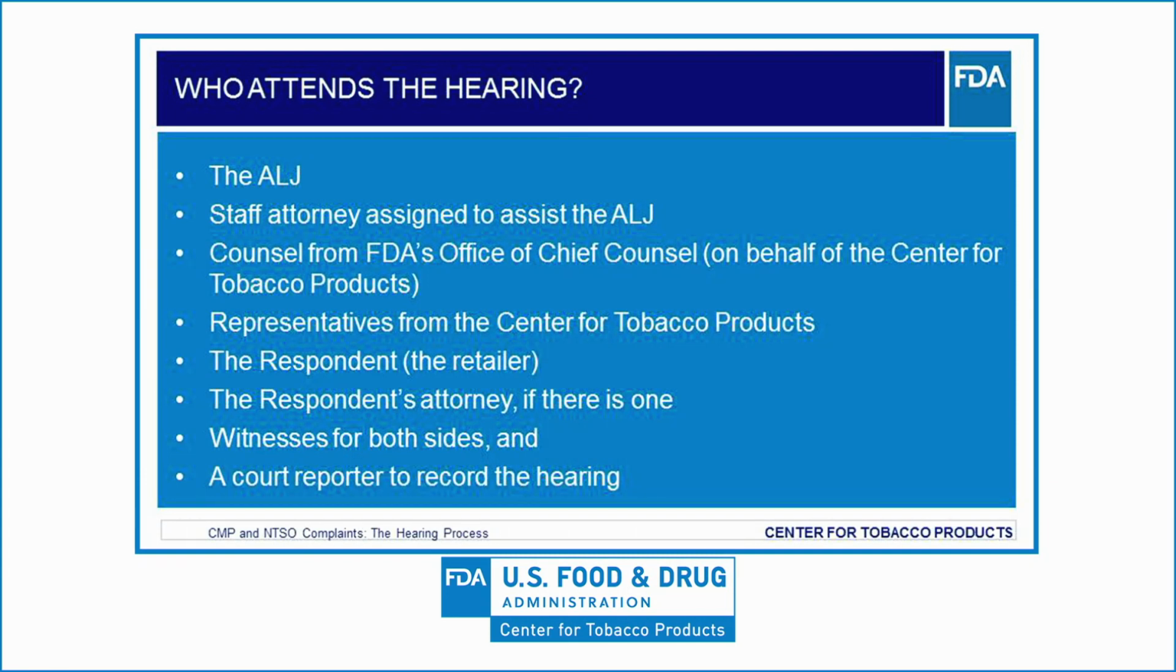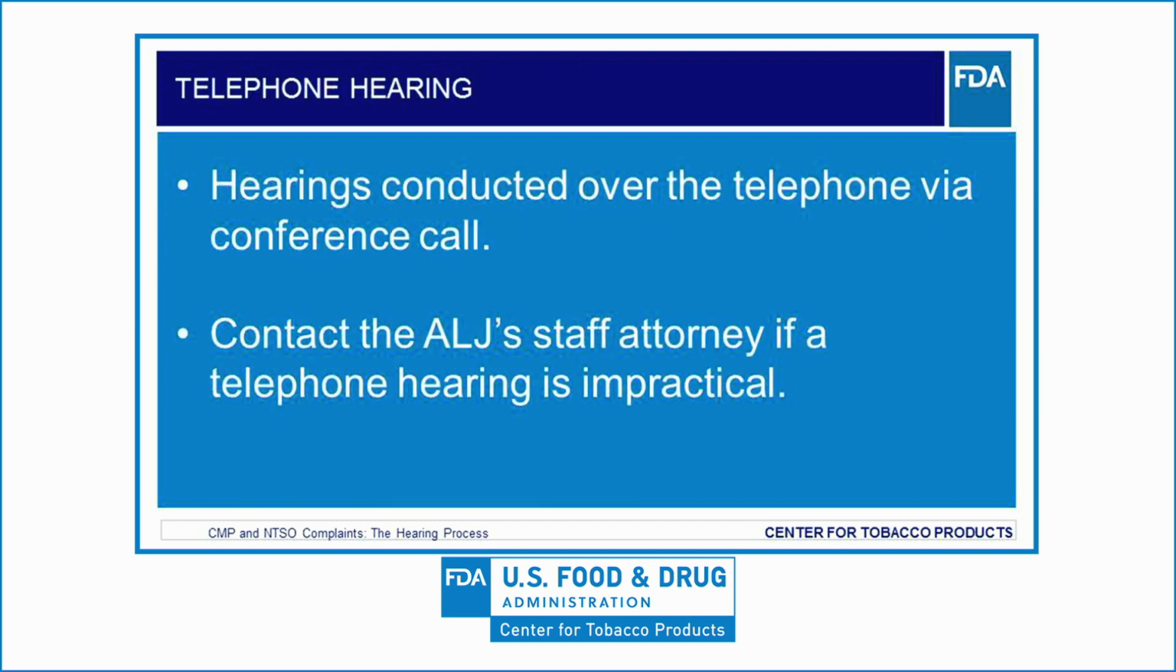When the hearing is conducted, the following people will usually be in attendance: the ALJ, who presides over the hearing, staff attorney, who is assigned to assist the ALJ, an attorney from FDA's Office of Chief Counsel on behalf of the Center for Tobacco Products, and representatives from the FDA's Center for Tobacco Products. You, the respondent, your attorney if you have one representing you, witnesses for both sides, and a court reporter to record the hearing. Like the pre-hearing conference, hearings take place over the telephone.